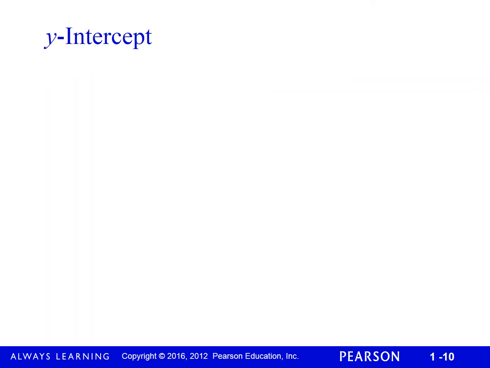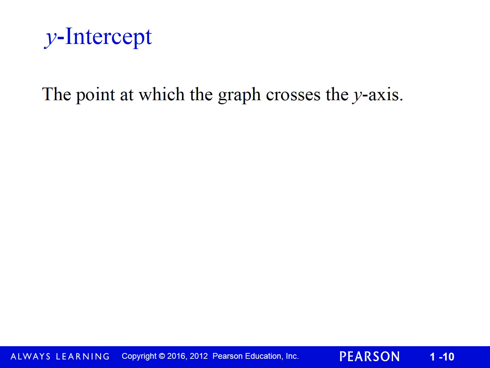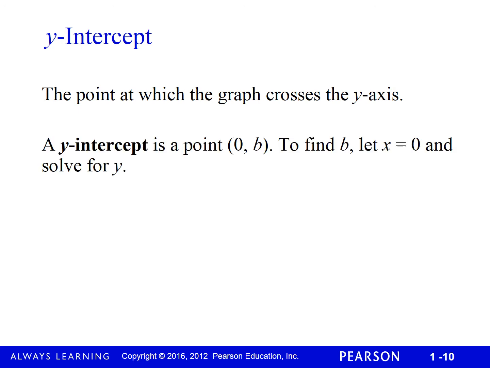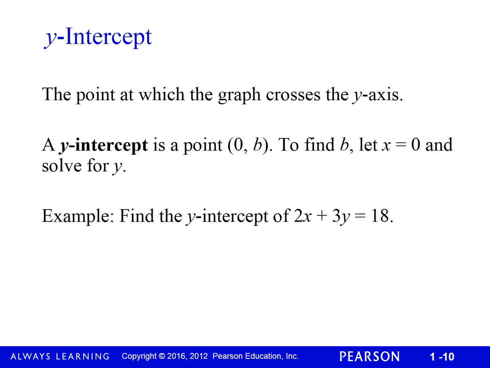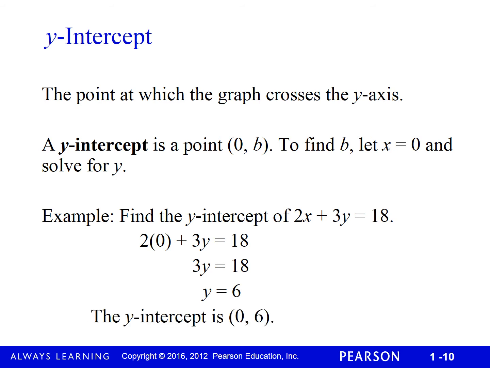Y-intercept, set x equal to 0, solve for y. Graphically, it's the point at which the graph crosses the y-axis, or the vertical axis. It's a point (0, b). Every point on the y-axis is the point (0, something). Set x equal to 0, solve for y. So in the same equation, set x equal to 0, solve for y. Then 3y is going to equal 18. Divide both sides by 3. y is 6. (0, 6) is the y-intercept.